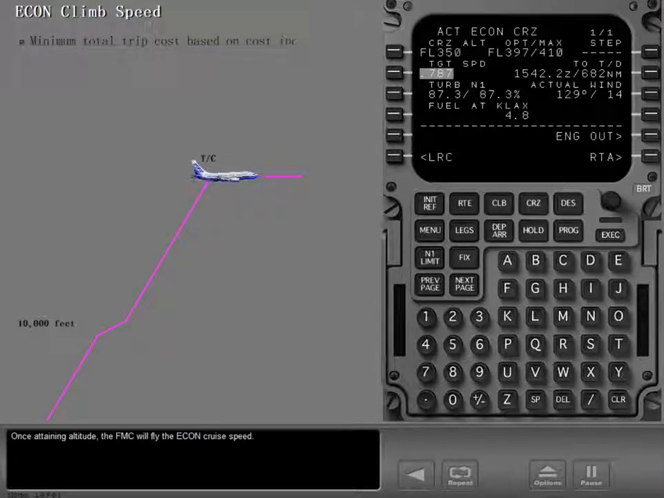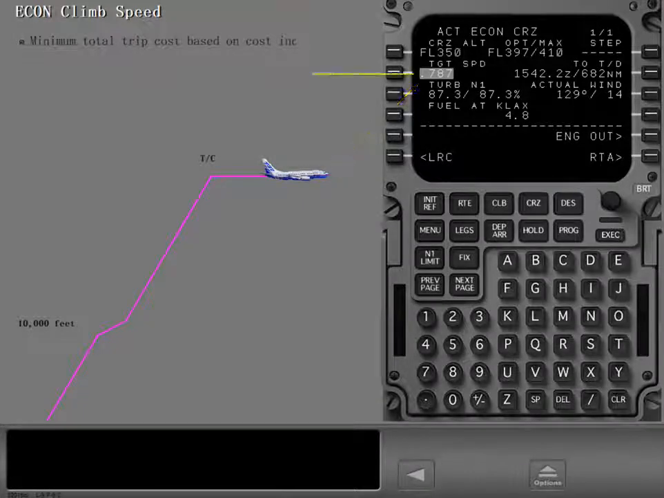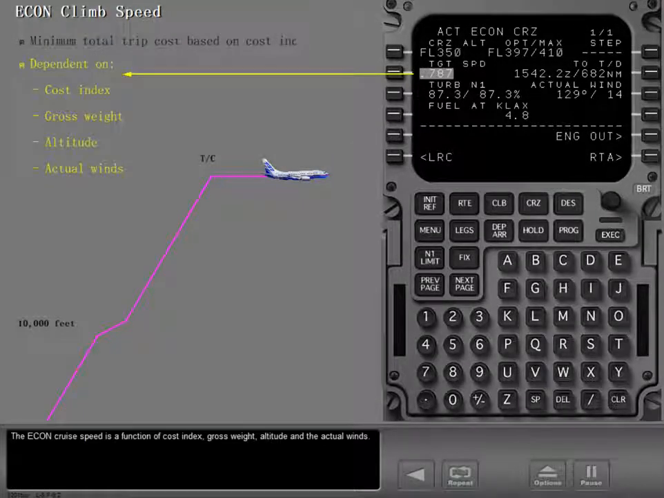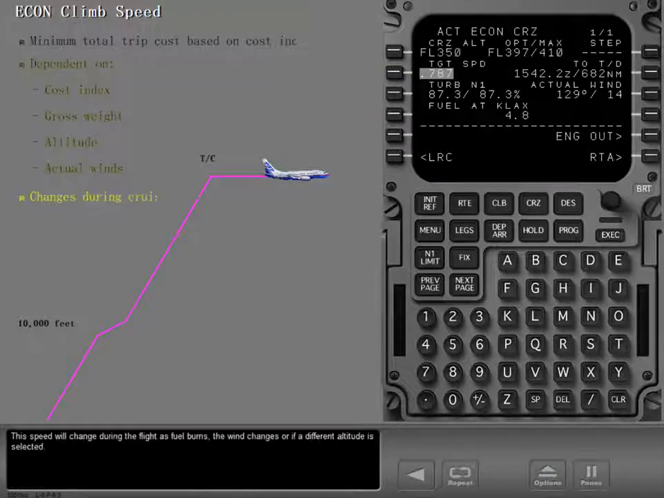Once attaining altitude, the FMC will fly the Econ cruise speed. The Econ cruise speed is a function of cost index, gross weight, altitude, and actual winds. This speed will change during the flight as fuel burns, the wind changes, or if a different altitude is selected.